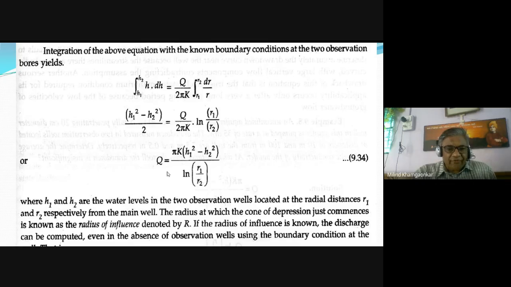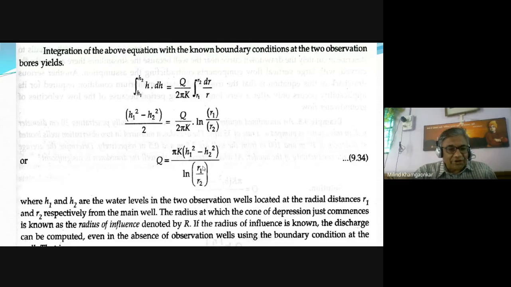So the steady flow discharge to a well in an unconfined aquifer, Q, is given by pi into K, H1 square minus H2 square upon logarithm of R1 upon R2. R1 and R2 are the radii of the observation wells from the well under study, the main well. R1 is greater than R2 and H1 and H2 are the depths of the water. Again H1 is greater than H2. R1 is greater than R2, H1 is greater than H2.